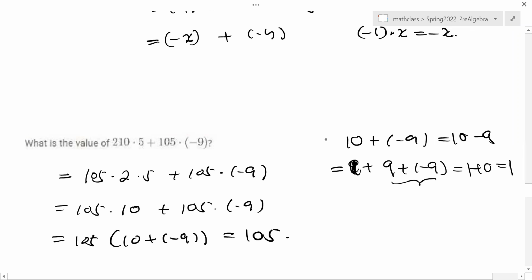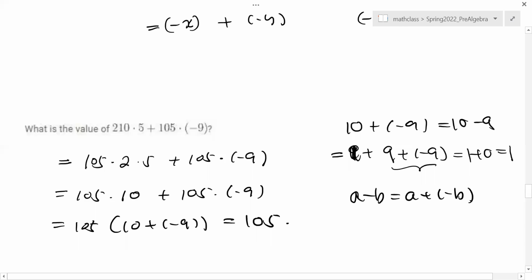That's how we define subtraction in a different way. But here we do not define subtraction directly. We define subtraction as addition. A minus b is a plus -b.